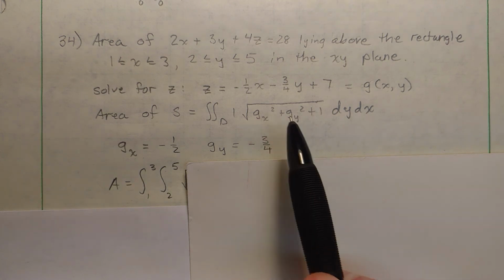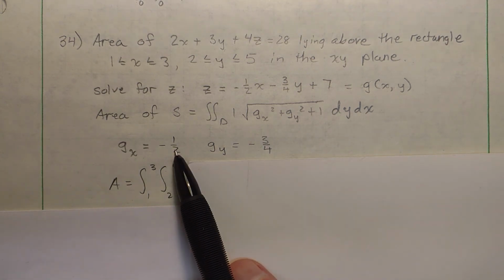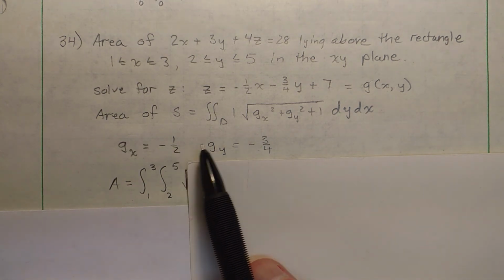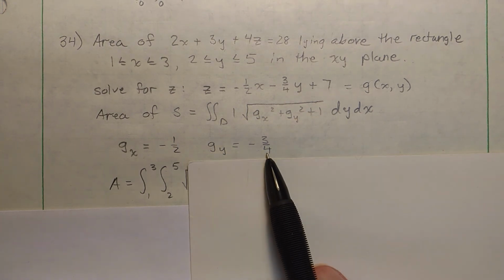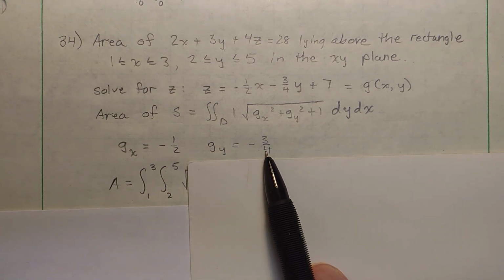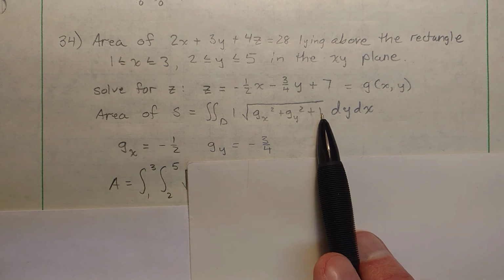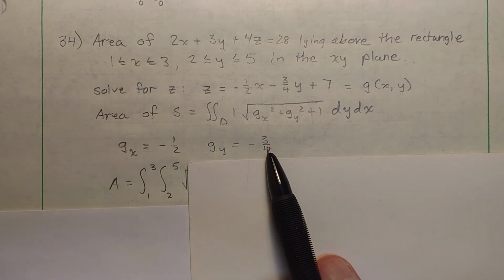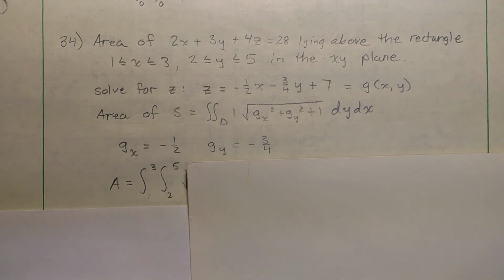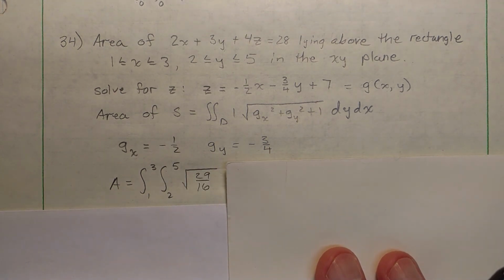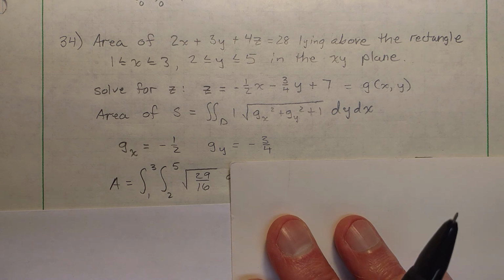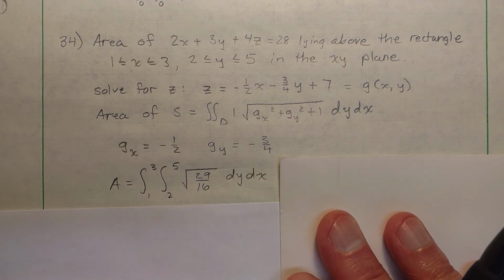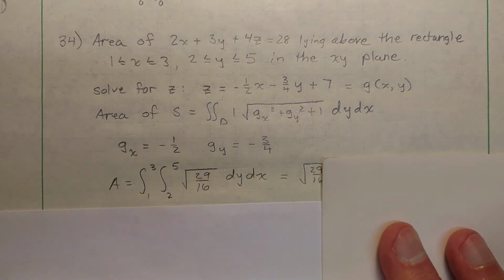And this is going to be the square root. Notice when I square negative 1/2, I get positive 1/4. This becomes positive 9/16. So to add these up with the 1 here, I have to change it all into 16ths. So this is 4/16 plus 9/16, 13/16 plus 16/16, so I get 29/16. Now, probably easiest just to bring this out in front.